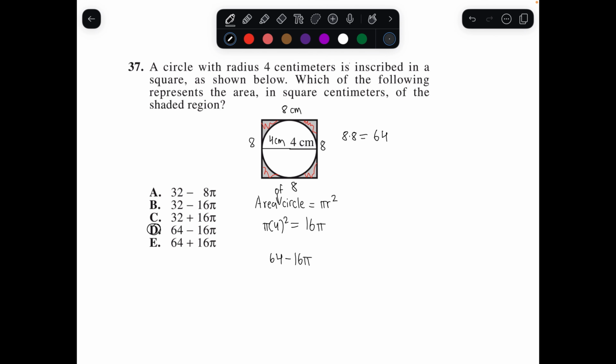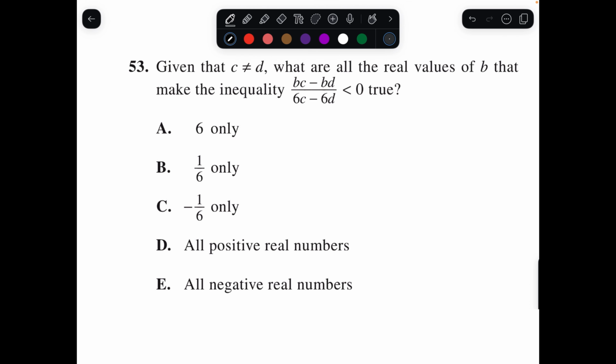Question 53, which says that given that C does not equal D, what are all the real values of B that make the inequality BC minus BD over 6C minus 6D less than 0 true? So for this question, what I would do is I would try to get B by itself. That would be my first step.